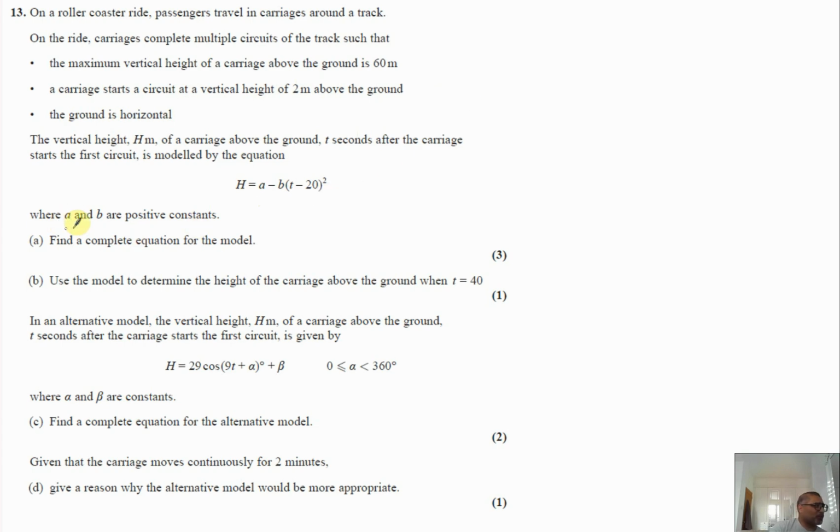And here's what I mean. So where a and b are positive constants, if I want to find a complete equation, we've got to think about what this looks like. Now, this is a quadratic where it's some transformation of x squared. In this case, a negative quadratic. So we know some simple facts. We know the carriage starts at a vertical height of 2, and it completes some sort of quadratic like that. So let's work that out first.